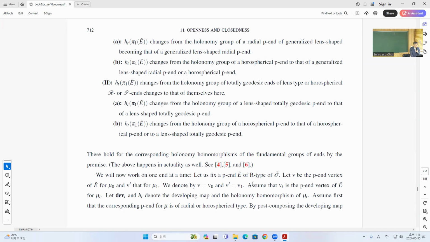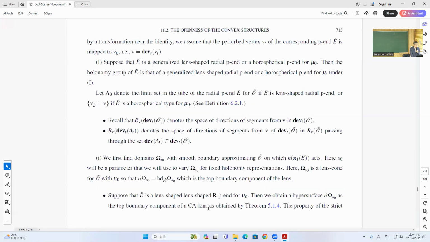So we work with only one end at a time. We say B is an end for this, and P prime is this, but we can say this is B0 and B1, and BT the PN vertex for mu T, and HT and DFT be the holonomy developing map and holonomy homomorphism. So basically we want to consider generalized lens type PN and horospherical N.